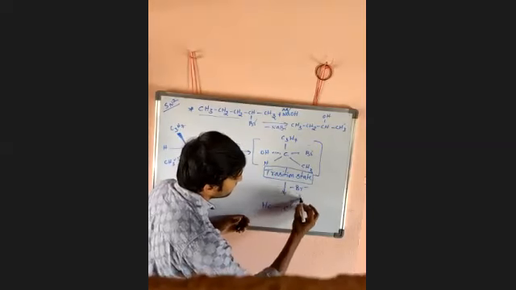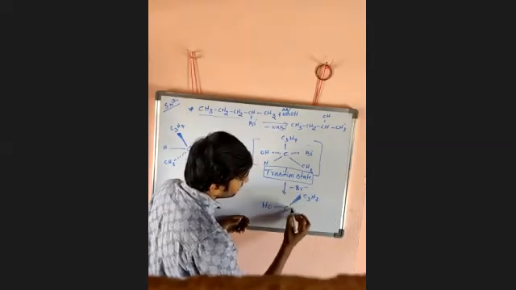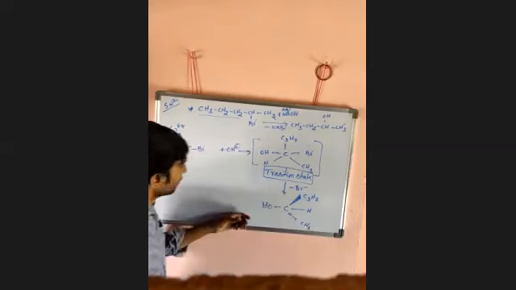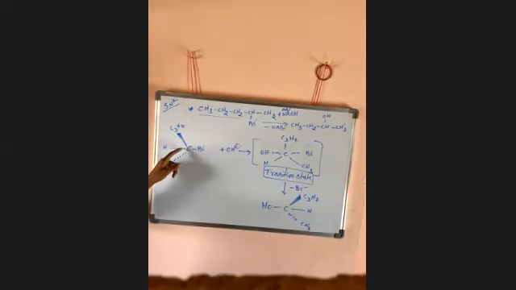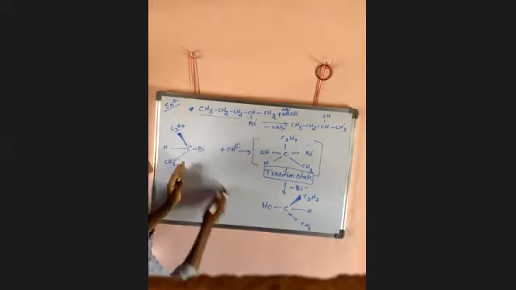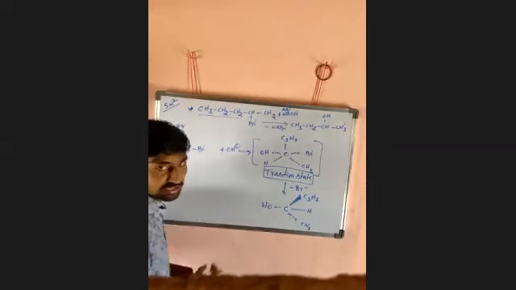There is a C3H7, there is an H, and now it is a CH3. Now if you take the configuration, Br was located on this side and OH is now located on this side. The configuration of the product is quite reverse to the configuration of the reactant.